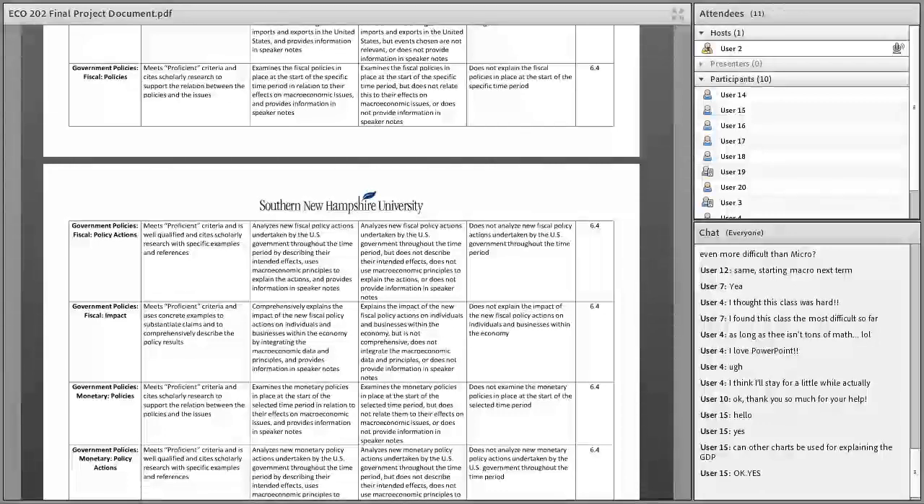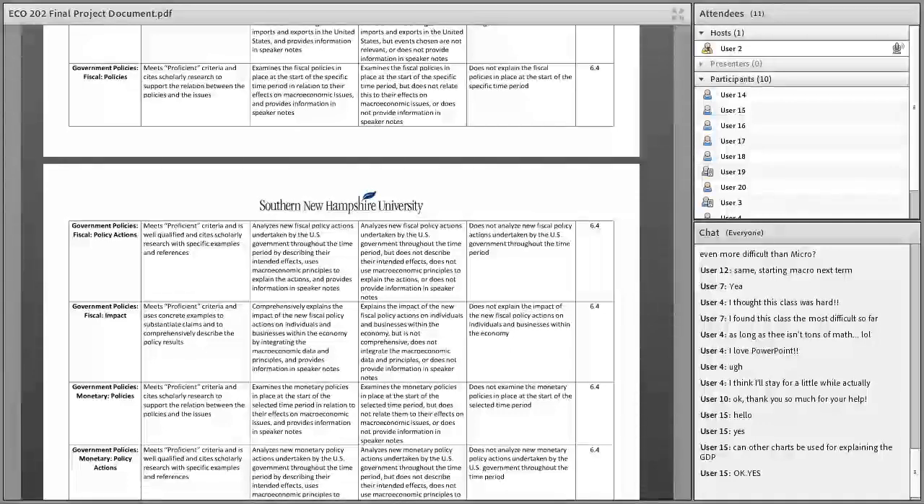The policy actions, again, did you have well qualified and cited scholarly research with specific examples and references? It's the same thing, just said in a little bit different words. What you have to do is make sure that your content is substantiated. How do you substantiate your content? By including scholarly sources, by using scholarly sources to back it up.